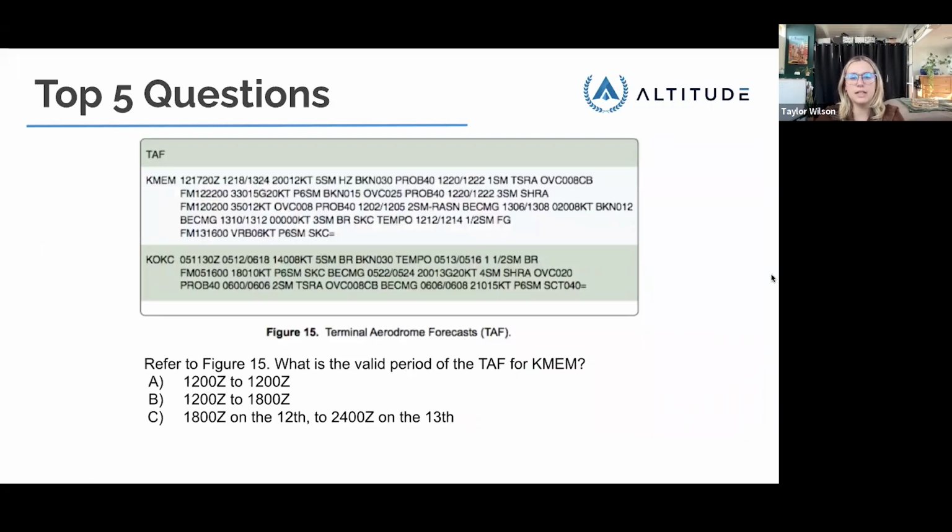Okay, what is the valid period of the TAF for Mike Echo Mike? We have the same figure that we were looking at a few questions ago, and it's asking what is the valid period for this TAF?